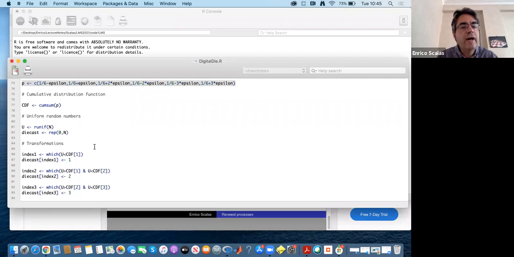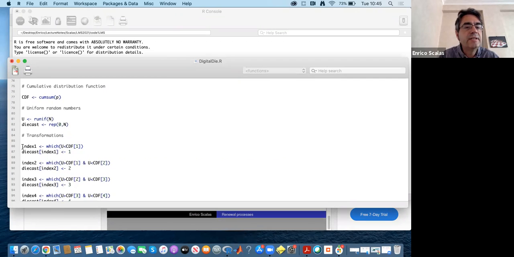And now that I have the cumulative distribution function, I can start making the transformation using this nice function, which is finding for me the indices of the vector u where the condition is that u is smaller than the first value of the cumulative distribution function. And then once I have these indices, I put here the result 1 in those values. Remember that this was a repetition. So this function rep is repeating values of zeros 100,000 times. So here we will have a certain number of ones.